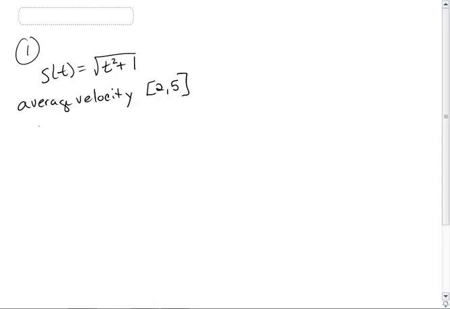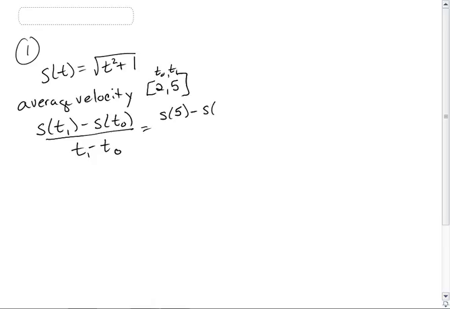So the formula for average velocity is s of t1 minus s of t sub 0, or t naught, over t1 minus t naught. This is t naught and this is t1. So it's going to be s of 5 minus s of 2 over 5 minus 2. So s of 5 plugged into this function is going to be the square root of 5 squared plus 1. So that's going to be the square root of 26 minus the square root of 5 divided by 3.